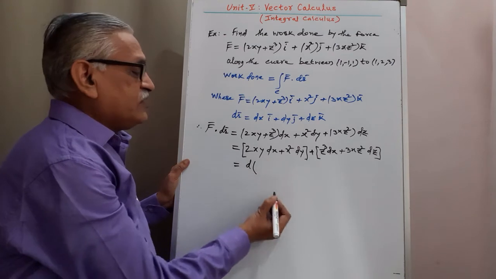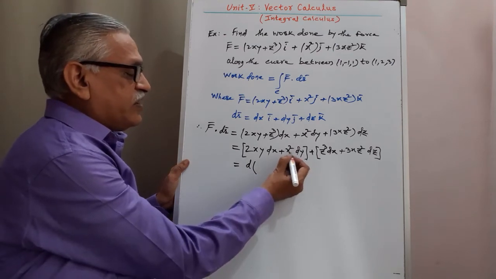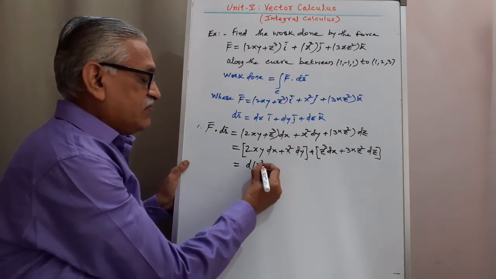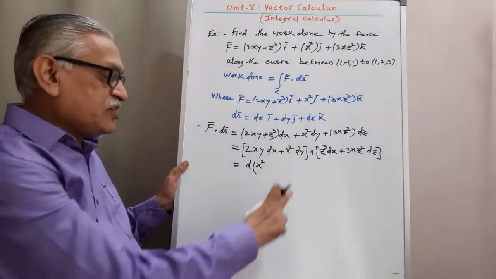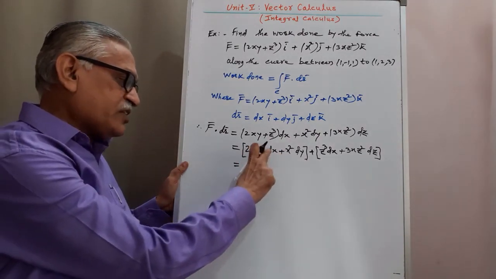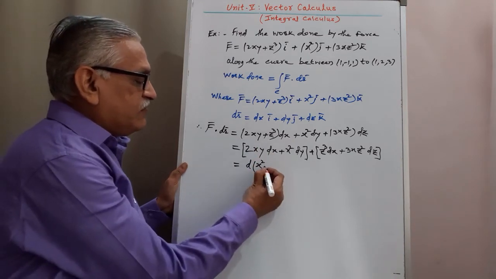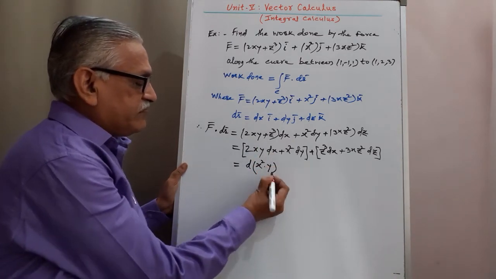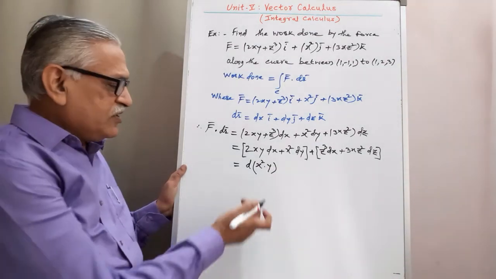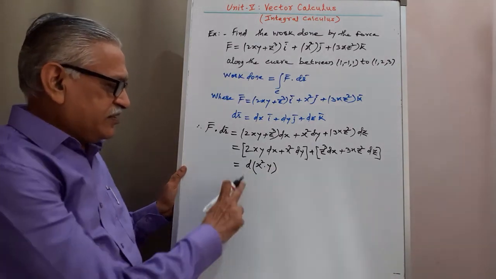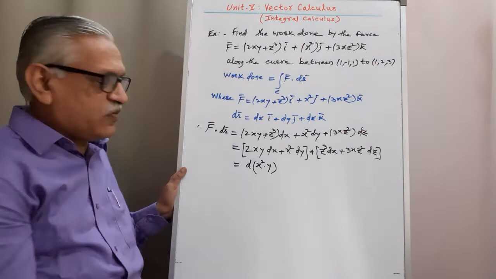It is d of, we take x square from this term whose differentiation with respect to x is 2x dx, therefore the remaining term is y, and therefore if you see, it is the total differentiation of x square y.